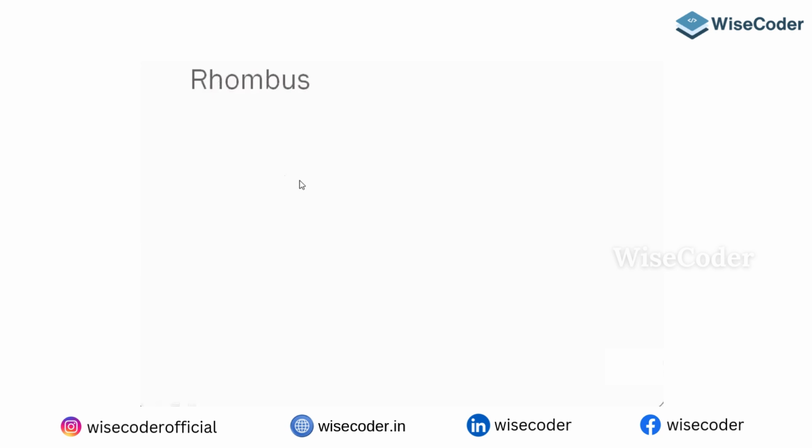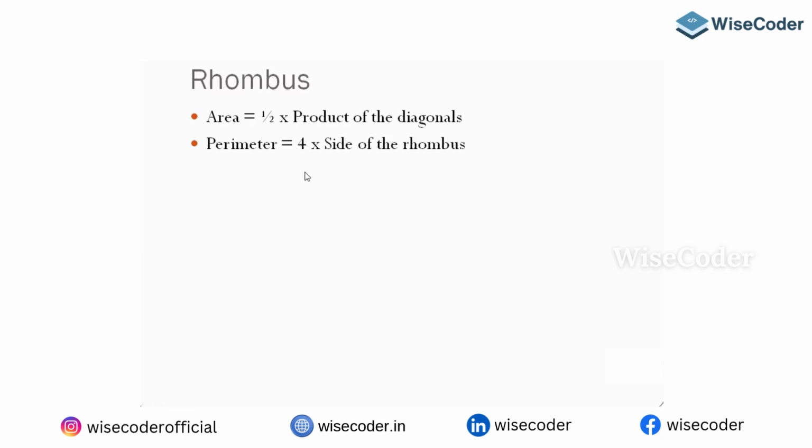So now let's talk about the rhombus. The rhombus area is equal to what? Half into product of the diagonals, half into D1 into D2. What is the perimeter? You have to take 4 into side of a rhombus. That's your perimeter. These two formulas are very, very important in rhombus: one is area, the other one is perimeter.